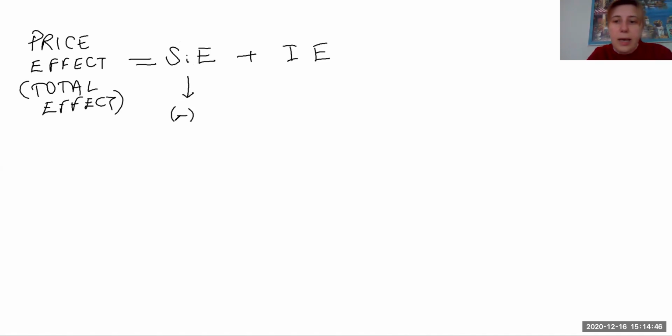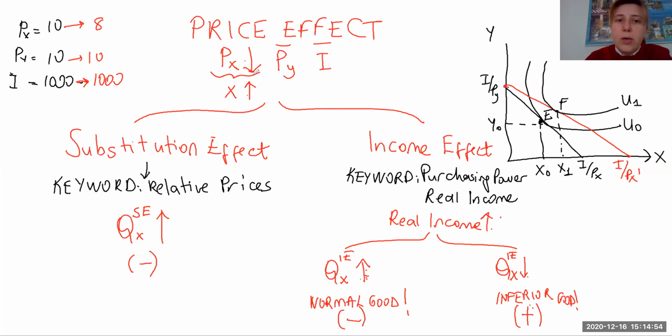And the substitution effect is always negative, which means that when the price of X is going down, there's no change in the price of Y, but it's getting relatively more expensive, and the consumer will prefer the cheaper one to the relatively expensive one. That's why the demand for good X will increase. So the substitution effect is always negatively related with the price change.